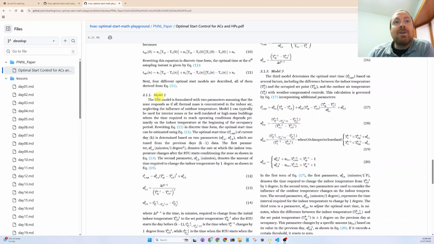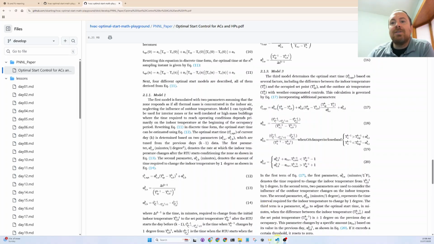And I think the next runner-up was this Model 1, which is great for maybe interior zones of the building where it doesn't have a huge effect on changes of outside air temperature. But if there's an exterior zone, I think this Model 3 has, by the research study, showed the best performance.